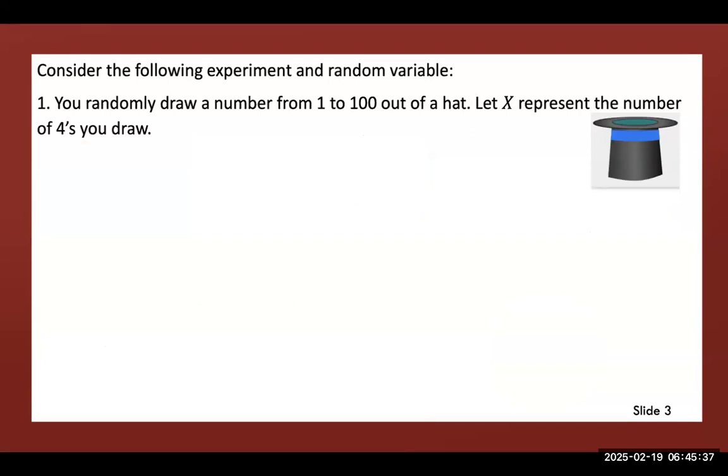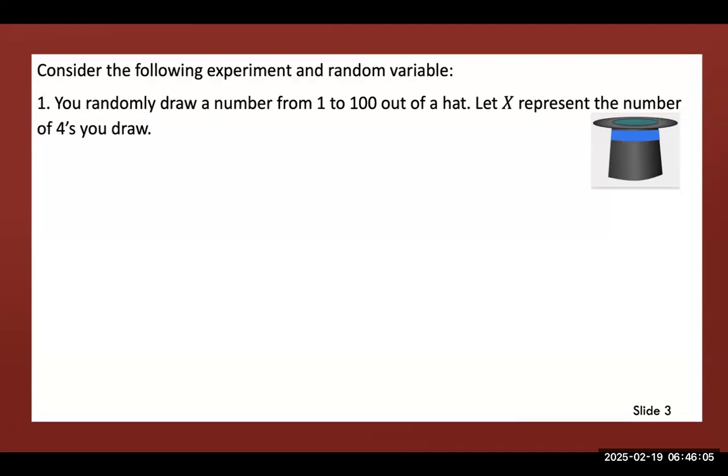Consider the following experiment. You're going to randomly draw a number from 1 to 100 out of a hat. Now, depending on how I define x, it can change the distribution. If I said, let x represent the number I draw out of the hat, then the range of x would be the numbers 1 through 100, and my bar graph would have a uniform distribution because all of the numbers have the same chance of being selected.